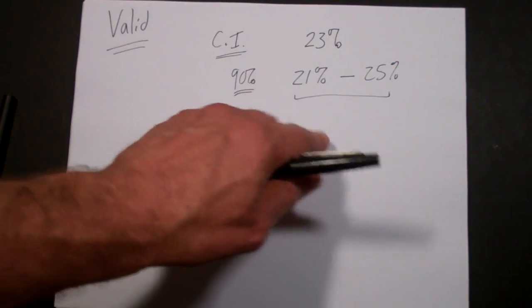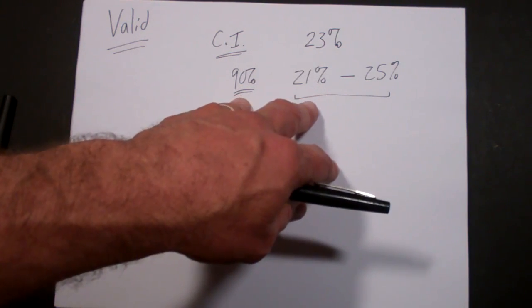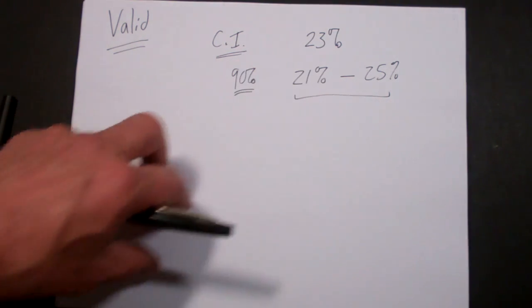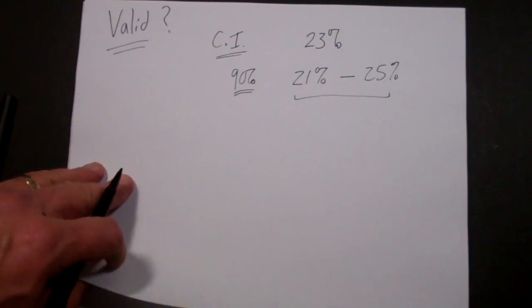It has two elements to it. It has a range of numbers and a degree of confidence. But once we get this range of numbers, we might ask the question, is that a valid result? And that depends on a couple of things, a couple of questions that you need to answer. And the first question you need to answer has to do with randomness.